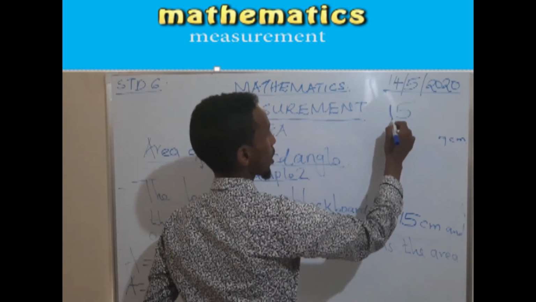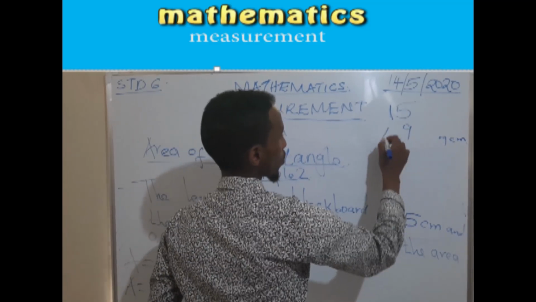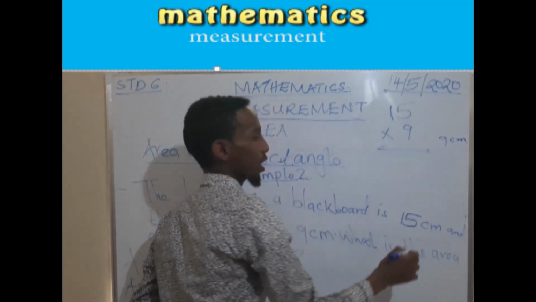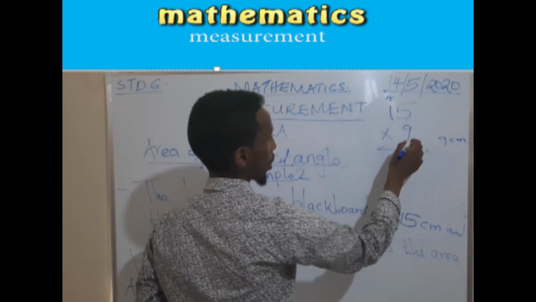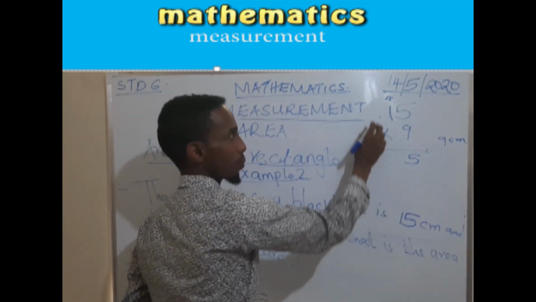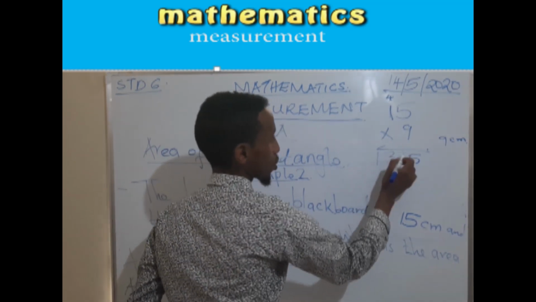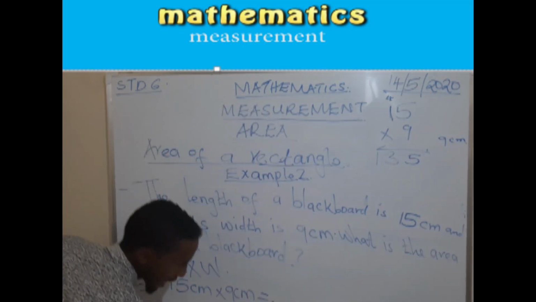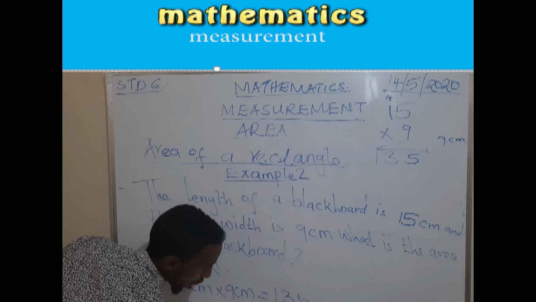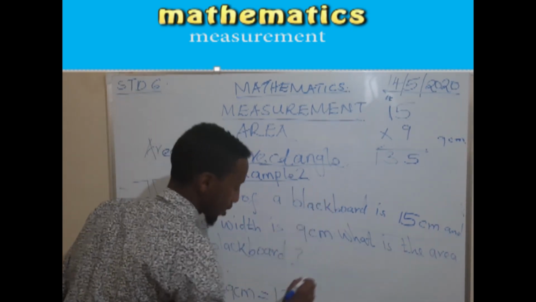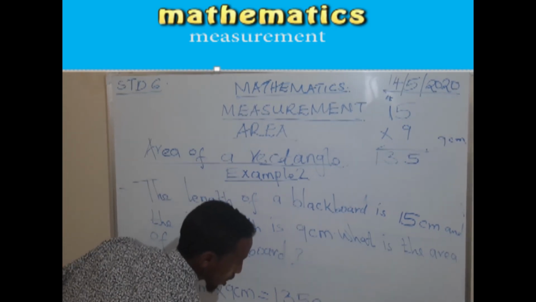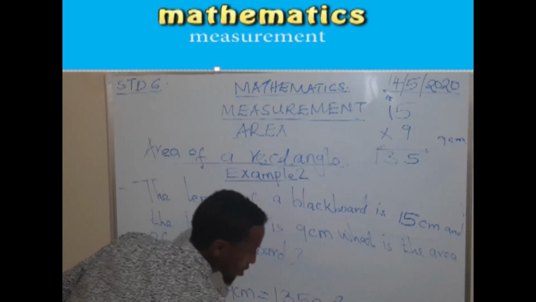Let us multiply here. We don't assume. We have 5 times 9 is 45, that is 5 carry 4, and we have 9 times 1 is 9 plus 4 is 13. So our answer is 135. Remember we said area is given in square centimeters, therefore we say 135 square centimeters.